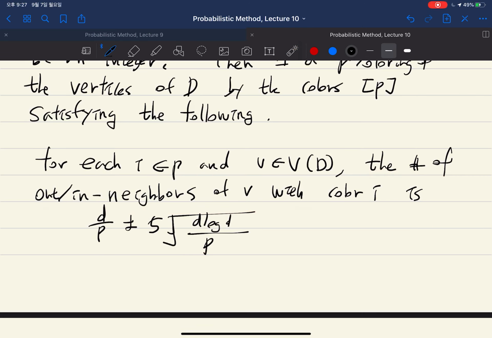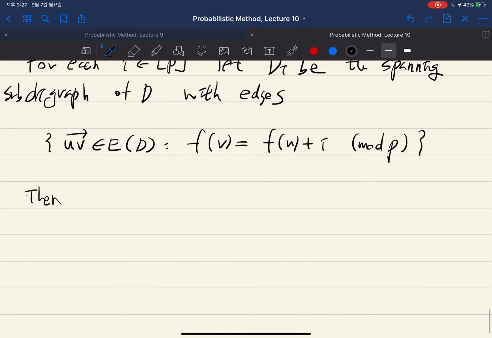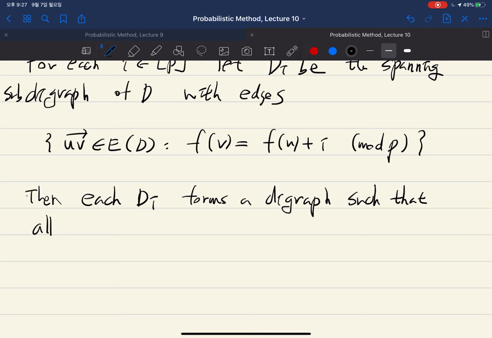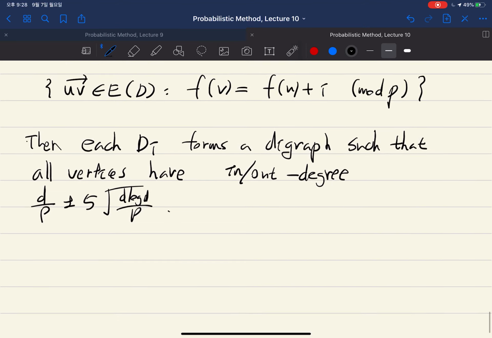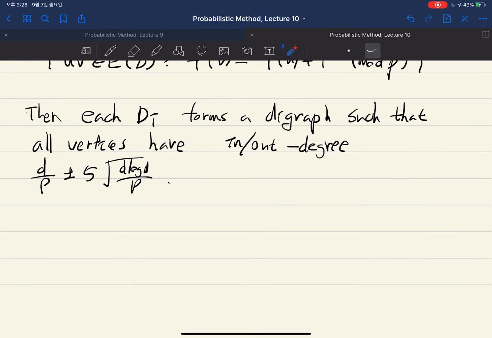This condition actually translates into that each Di forms a digraph such that all vertices have in degree and out degree d over p plus or minus 5 square root of d log d over p. So it's not too deviated from d over p.